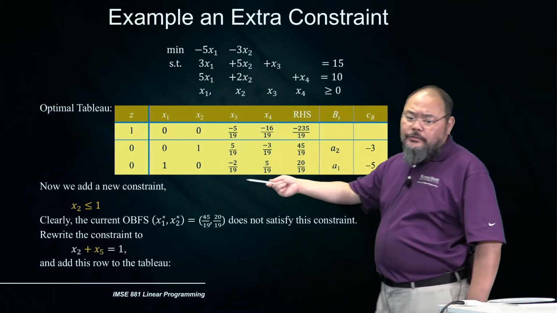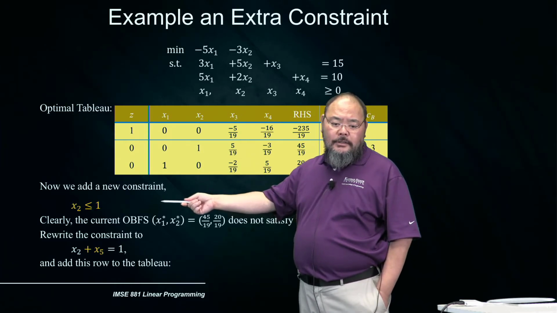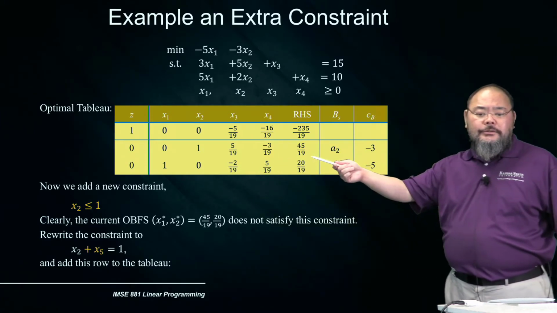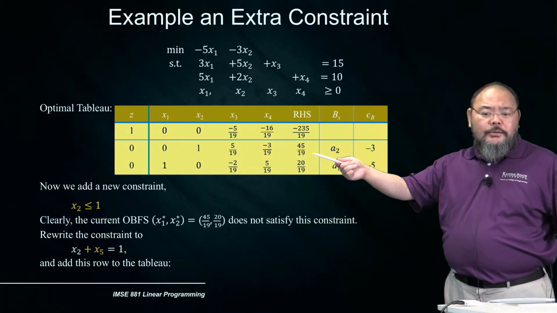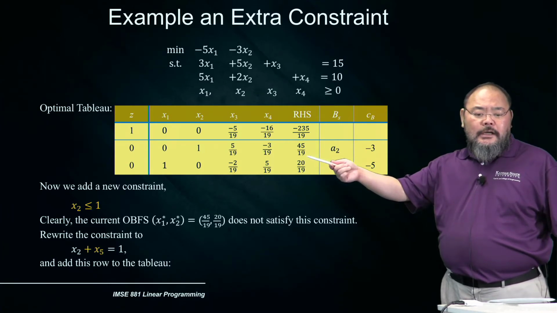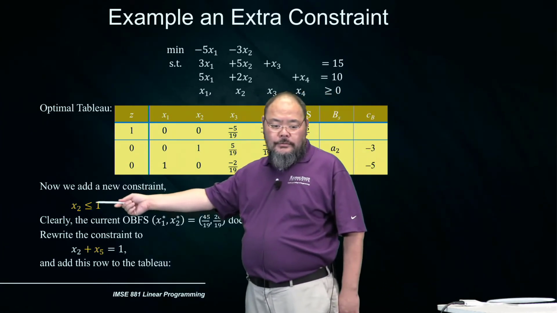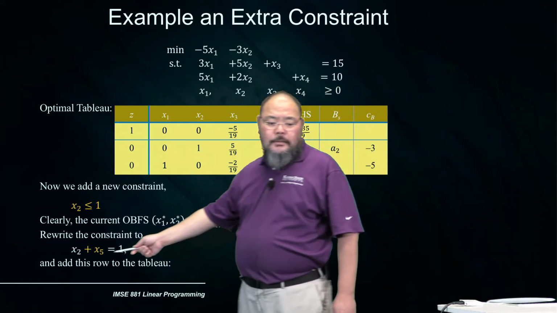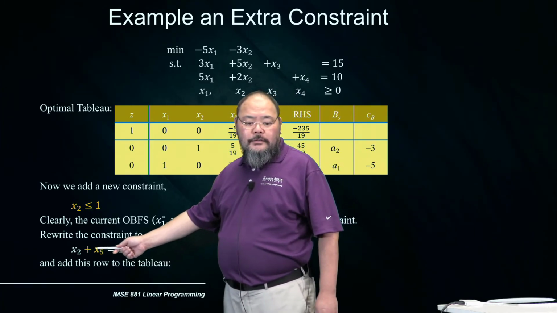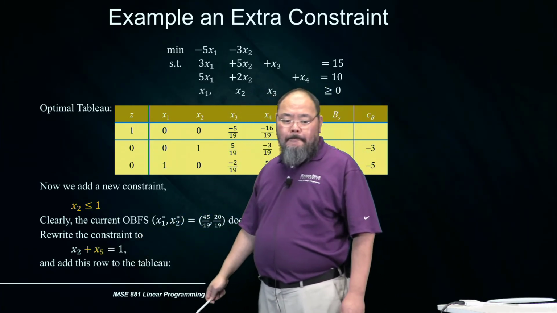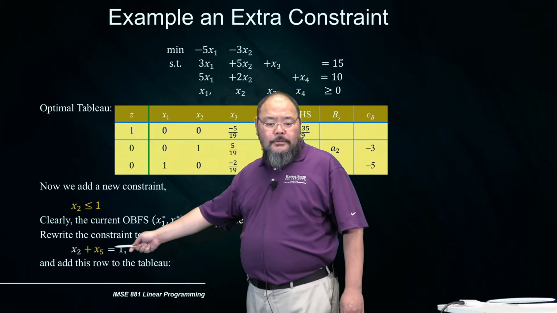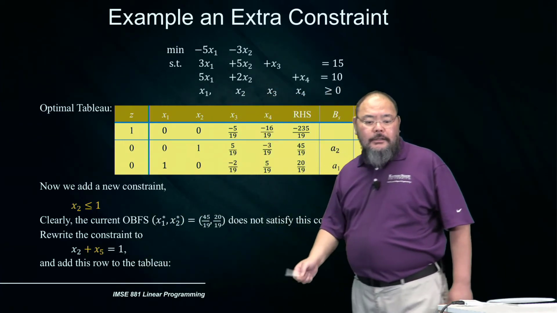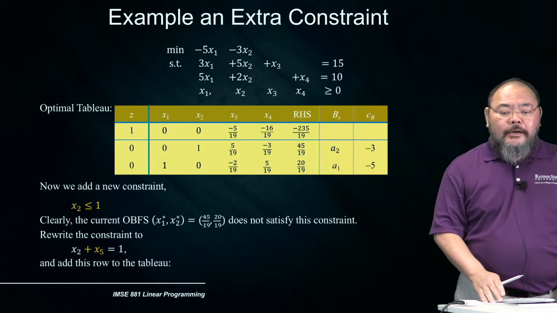If we're adding a new constraint, x1 is less than or equal to 1, in this case, of course we know the current basic solution, especially x2, is not satisfying the additional constraint. We just added it. So what we do is add a slack variable called x5 into our model, so x1 plus x2 plus x5 equals 1. Make it an equality and add this row to the bottom of the tableau.